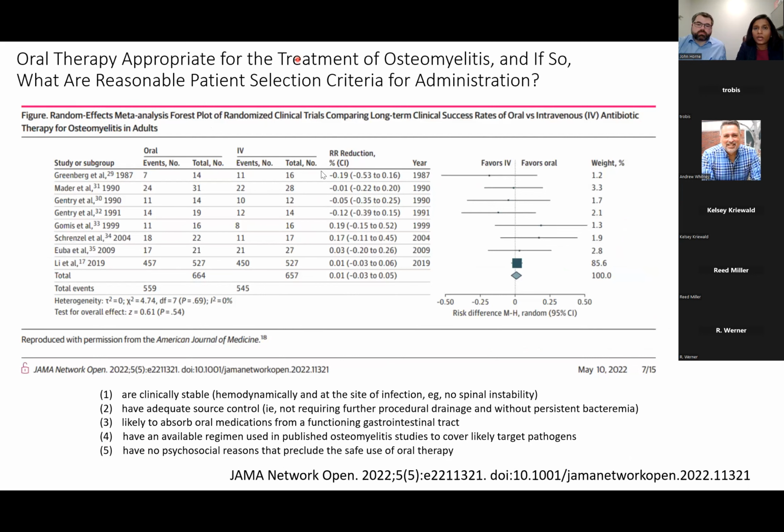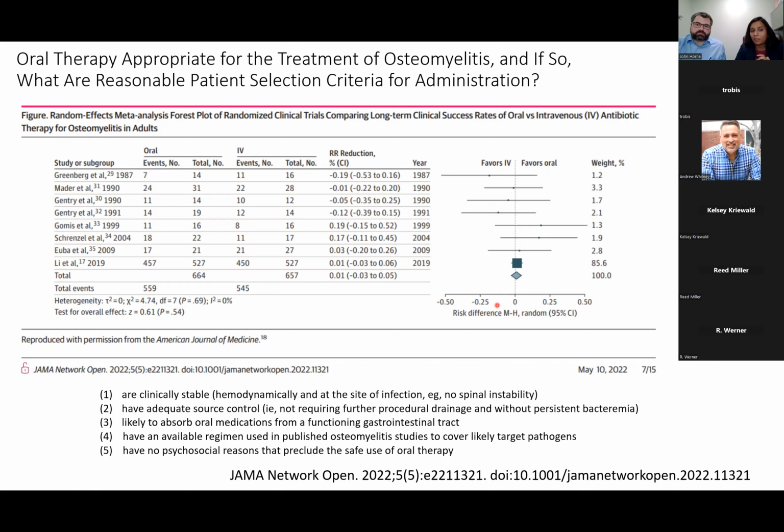And then another question all of these members answered was, is oral therapy appropriate for treatment of osteomyelitis? And if so, what are the reasonable patient selection criteria for administration? When they combined large meta-analysis studies, they had over 9 studies, over 500 patients in each group, and they looked at giving IV versus oral. It ended up that neither was favored; it fell right in the middle of the forest plot, meaning you could go either way.